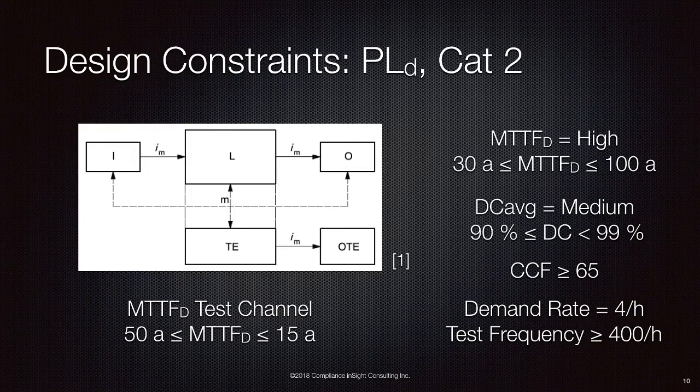We know I've set our demand rate at 4 times per hour, so we're going to open this guard 4 times per hour, which means we need to test at least 400 times per hour. And also that our test equipment MTTFD, the MTTFD in the test channel, has to be better than a half of the MTTFD of the channel. So we're going to be somewhere between 50 years and 15 years on the low end, depending on what the channel MTTFD is calculated out to be.